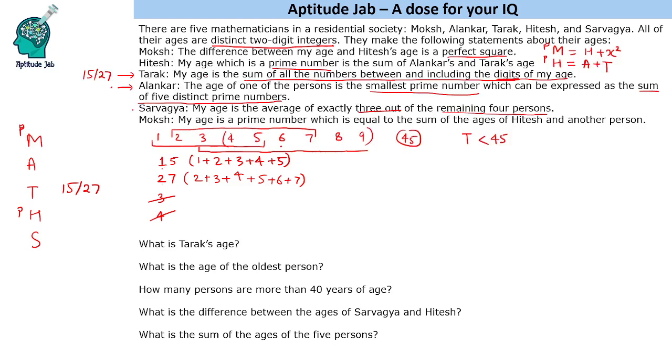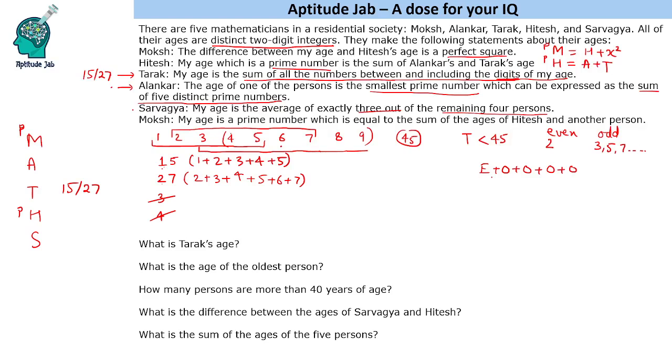Then Alankar's statement is the age of one of the persons is the smallest prime number which can be expressed as the sum of five distinct prime numbers. Now, one thing to consider here is if you take the smallest prime numbers, okay, so smallest prime number is 2, right? And then all other prime numbers are odd. So the only even prime number is 2 and all others are odd prime numbers.